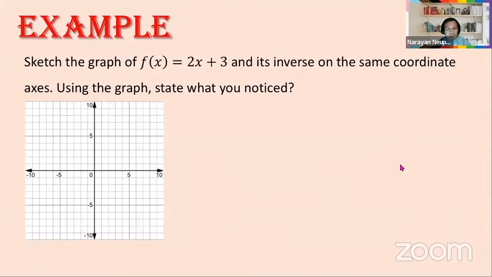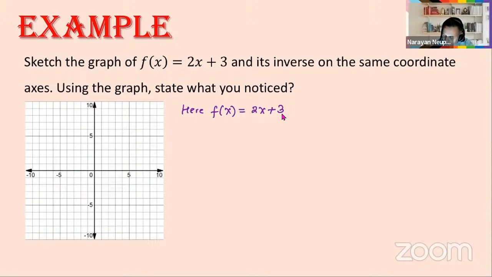Here is the next example, or I can say the last example for this video. Example: sketch the graph of the function f of x equal to 2x plus 3 and its inverse on the same coordinate axis. First, let's think of this function, f of x equals 2x plus 3. This is a linear function, y equals mx plus b, so the slope is 2 and the y-intercept is 3.